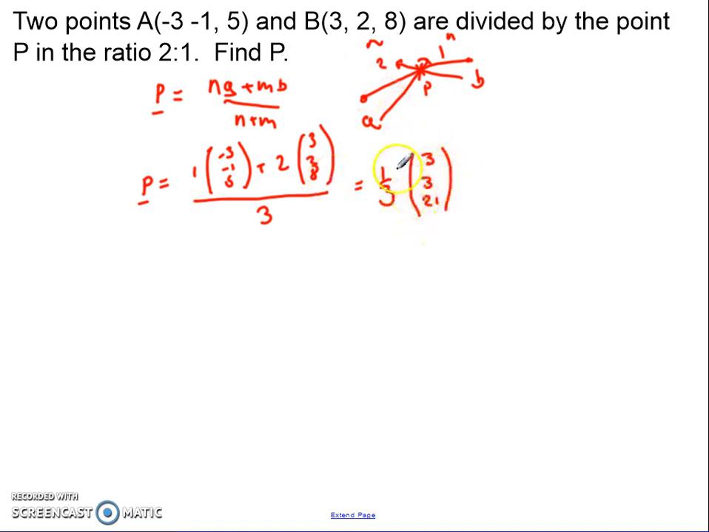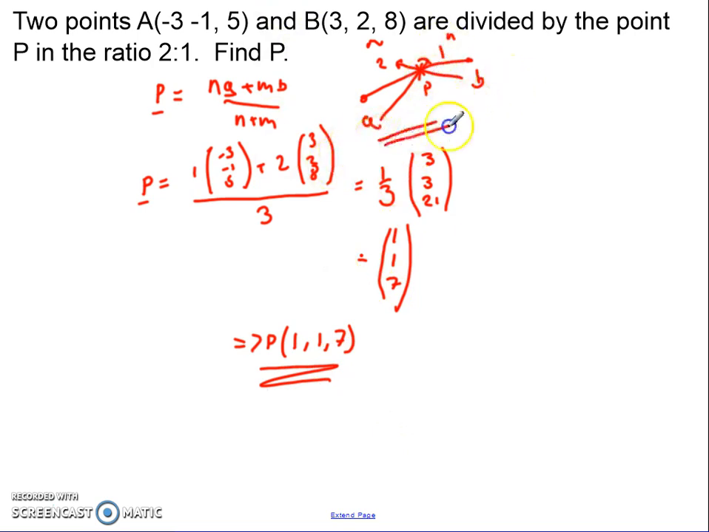So we've done this part, we've then got 1/3 of (3, 3, 21), so if we divide each of these by 3, we then get (1, 1, 7). So that's the vector we've got. I can then take it and say, right, P in the ratio 2 to 1, turn it into a coordinate, and P is (1, 1, 7). So there you go. That's where the coordinate of point P is in this scenario here.